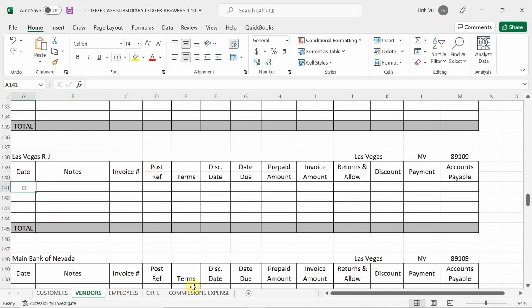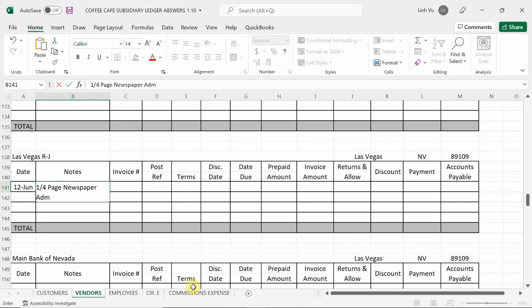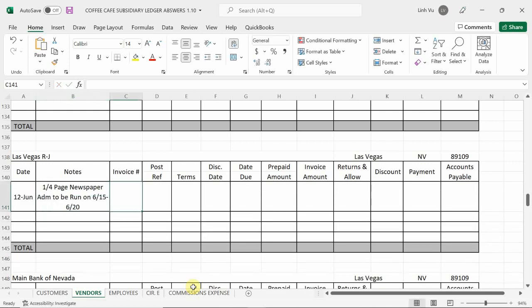LV Remodeling, Las Vegas RJ. Today is the 12th. You purchased one quarter-page newspaper ad, and I'm going to put to be run on June 15 to June 20th. So at least you know what the agreements are.